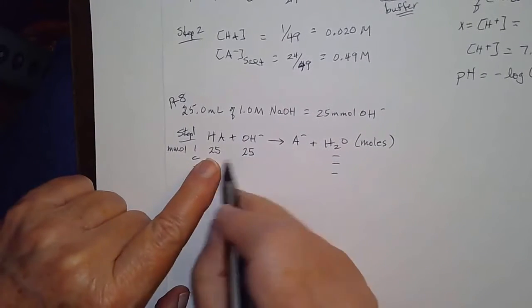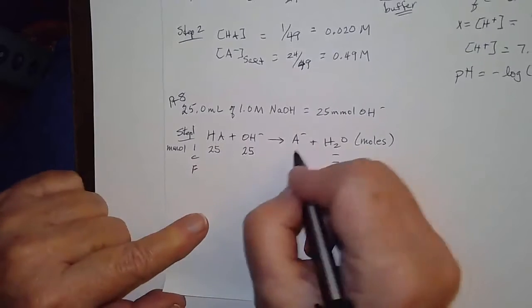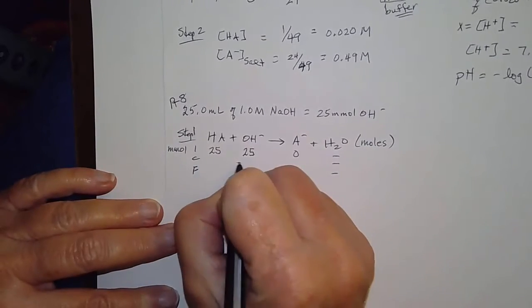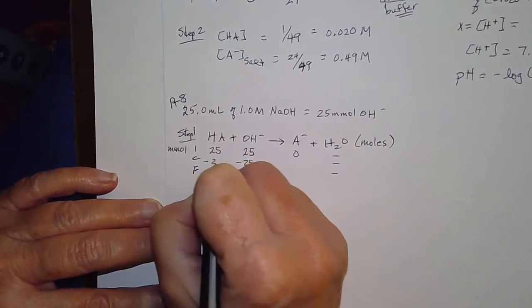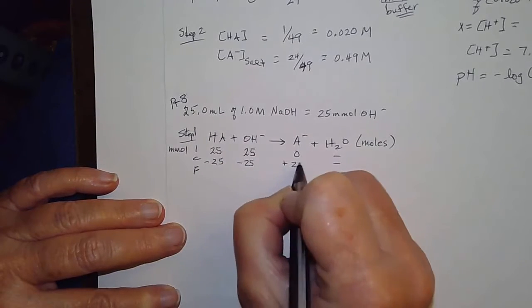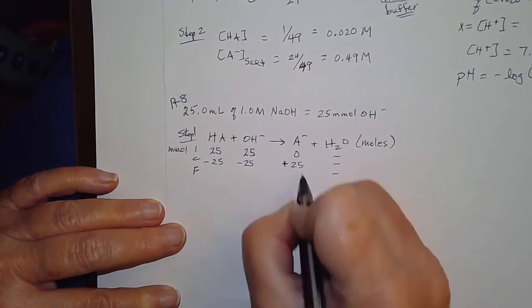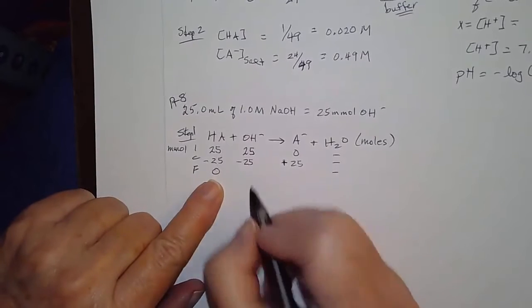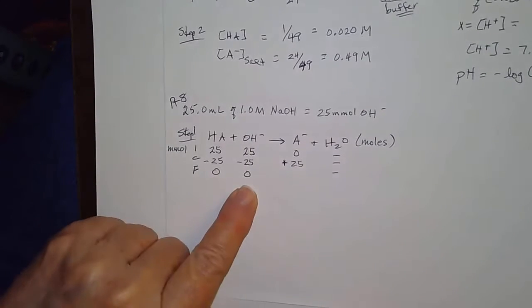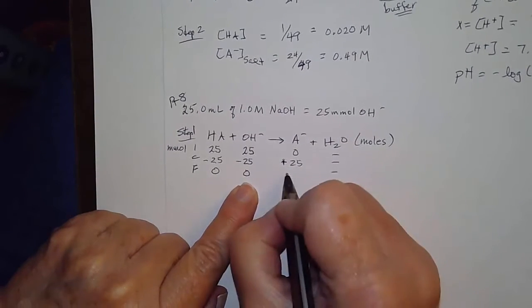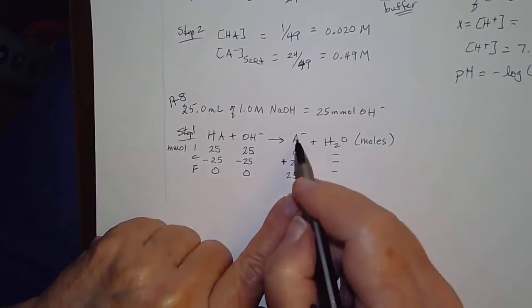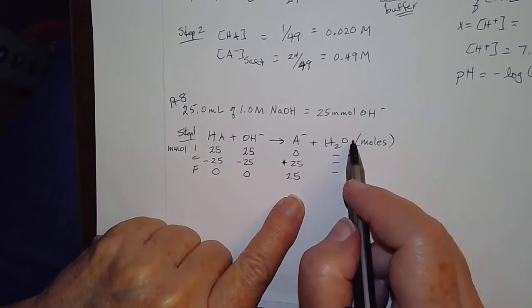So I already see that they're going to neutralize each other. We don't have any of that to start with. So minus 25, minus 25, plus 25. So we just made the salt. We don't have any excess weak acid. We don't have any excess base. We just have the salt and water.